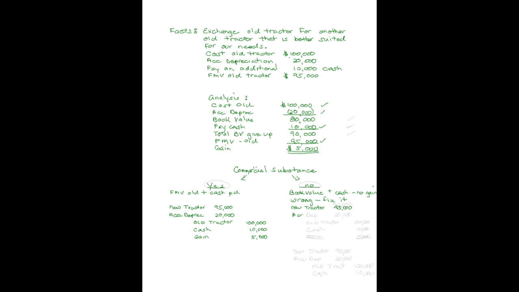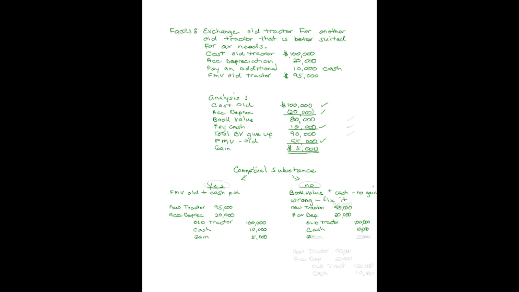Get rid of the accumulated depreciation. That part's correct. I have to get rid of $20,000. It would look silly sitting on the books alone. I need to get rid of the old tractor. That part was right. I have to get the old tractor off the books at $100,000. I have to pick up the cash I paid. That's correct. I did pay $10,000.